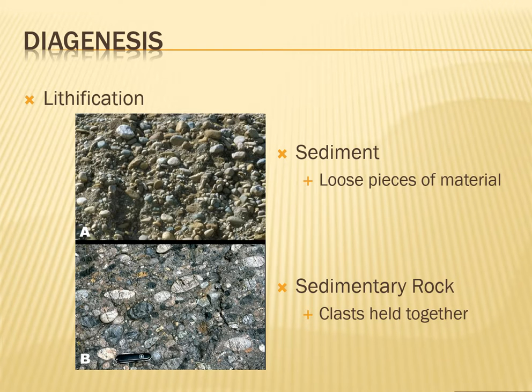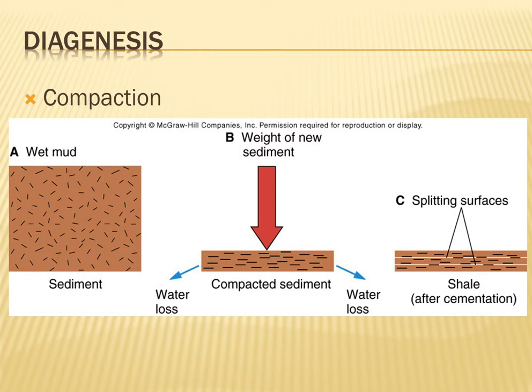So lithification is the process by which we turn sediment into rock. And so the difference between these is one's glued together and one is not, basically. All right, there's two main processes that allow for lithification. One of them is compaction. In compaction, all of the air pockets and water pockets are forced out of the sediment.